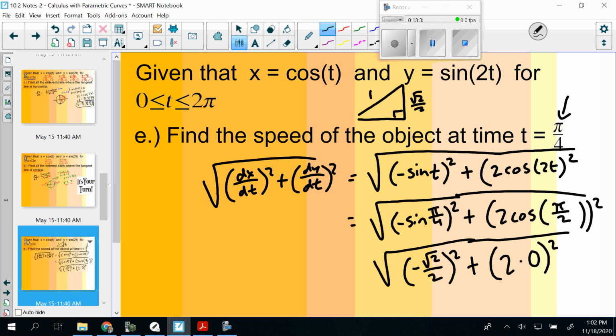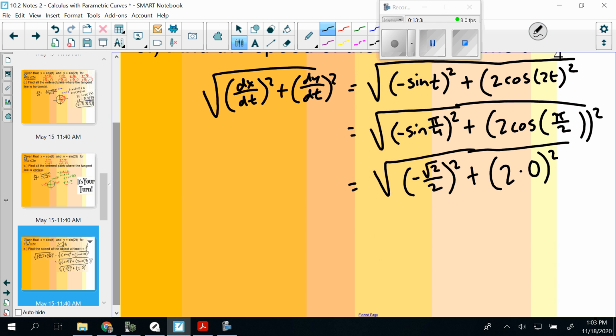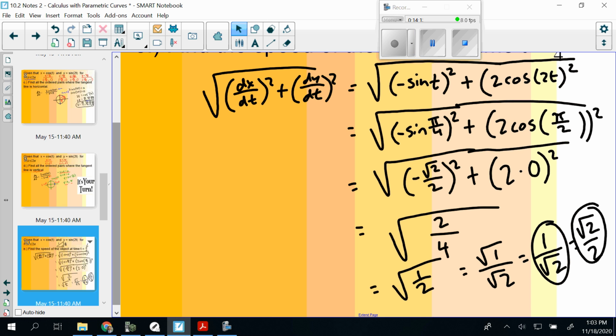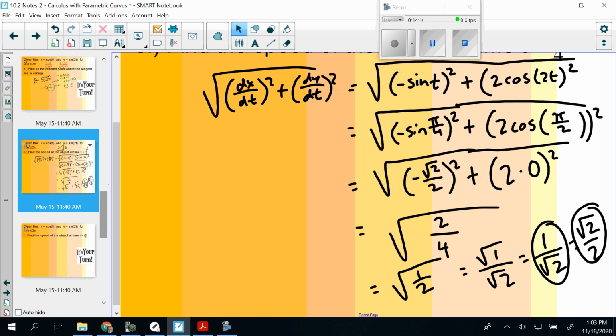And so going through here, 0 squared is just 0, and when we square this, it's going to be positive. The bottom squared is 4. If we square the top, square root of 2 squared is just 2. And so we get square root of one half here, which is the same as square root of 1 over square root of 2. So we get 1 over the square root of 2 for our answer, which is the same as square root of 2 over 2. So that would be the speed for this one, in whatever units this particular one has.